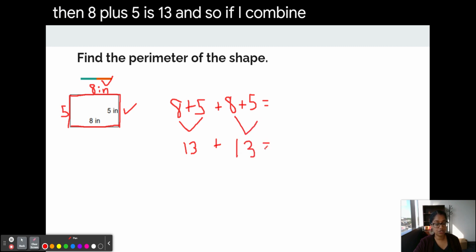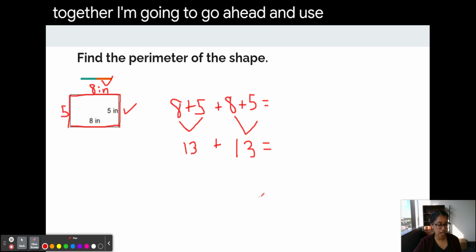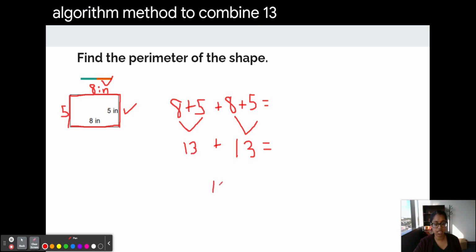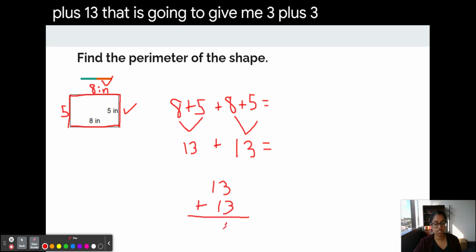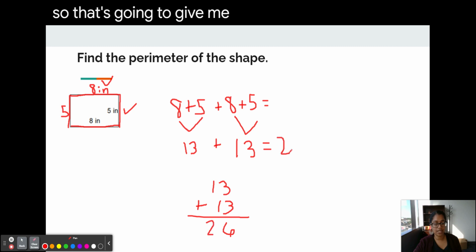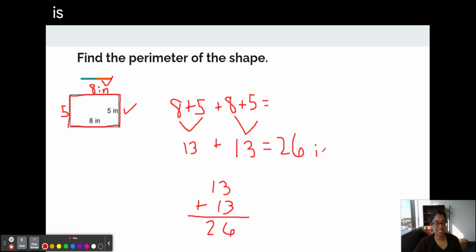And so if I combine those two together, I'm going to go ahead and use a standard algorithm method to combine 13 plus 13. So if I do 13 plus 13, that is going to give me 3 plus 3 is 6. 1 plus 1 is 2, so that's going to give me 26. So my perimeter is 26 inches for my rectangle.